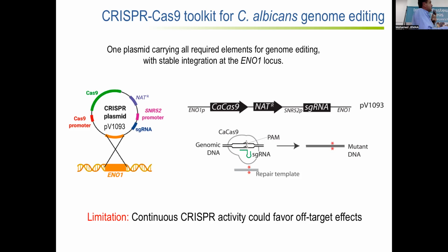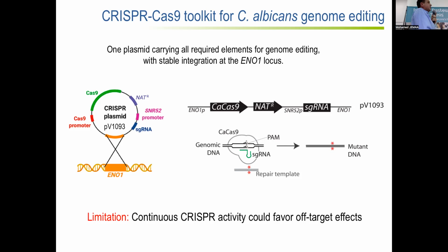So a selection marker is also available. This is a NAT1 selection marker that I described previously in a previous slide. And this is integrated, and you could create your strain and perform genome editing in that particular strain. So this is a promoter, the NAT1 marker, and the guide RNA that is under the control of the SNR52 promoter. This is an RNA polymerase 3 promoter, followed by a terminator of transcription.